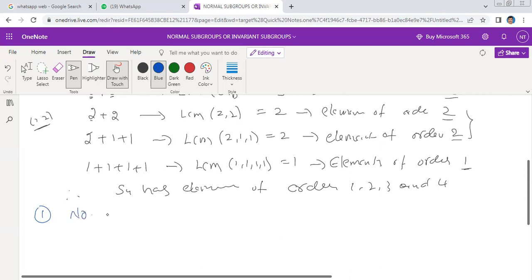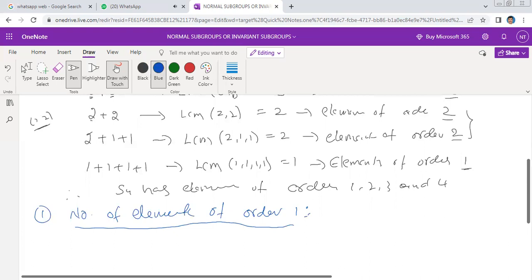Number of elements of order 1. ఒకటి ఆర్డర్ ఉండేటువంటి ఎలిమెంట్స్ ఎన్ని ఉంటాయి ఇందులో మీరు చెప్పగలుగుతారు? I think identity permutation order is 1. Yes, identity permutation order is 1.